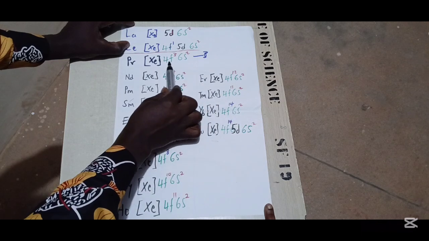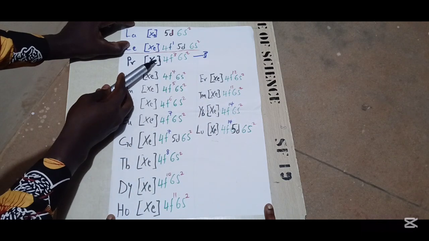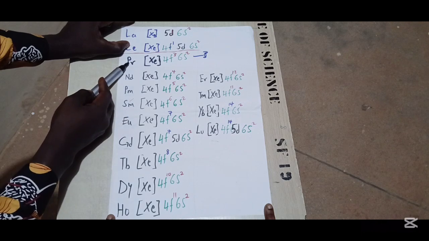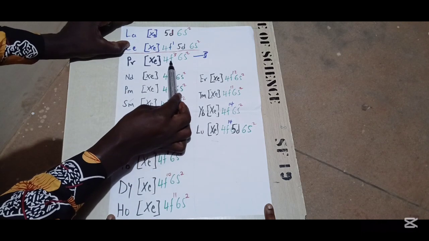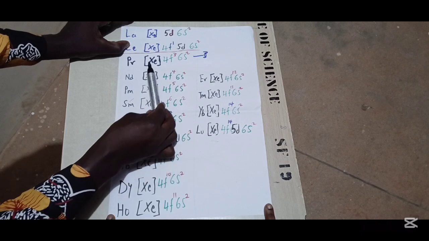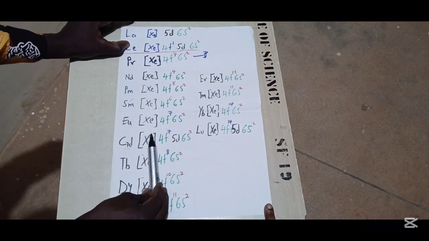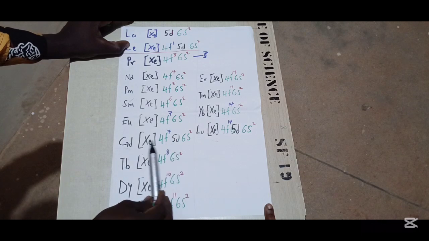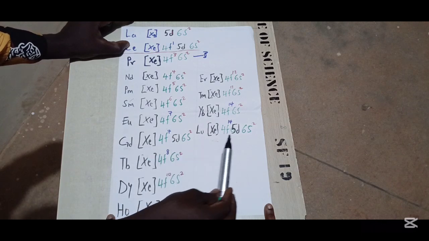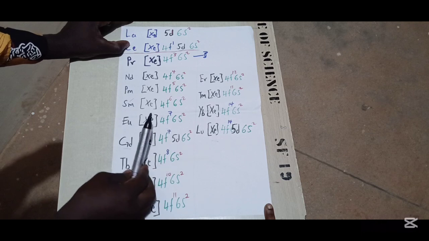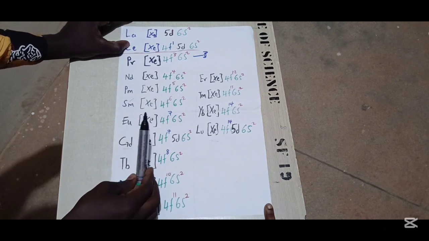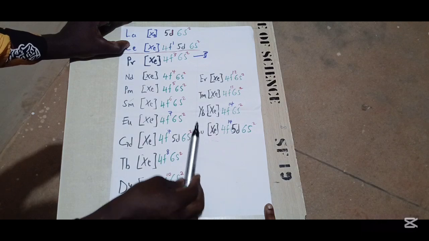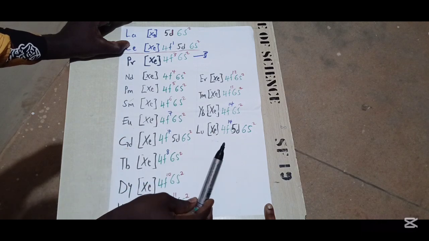Looking at the 4f orbitals, we start from the third element, after xenon. So let's look at f. We start numbering f after you are done writing your xenon. Don't forget to add the 5d orbital to gadolinium and to lutetium. Now, looking at your 4f orbitals, how do we number them? We know that the 6s orbitals all have two electrons.